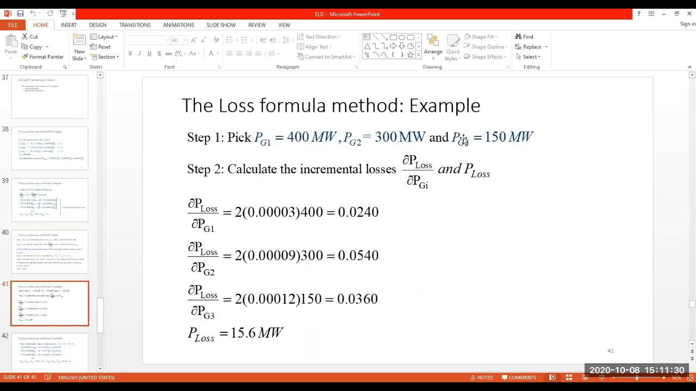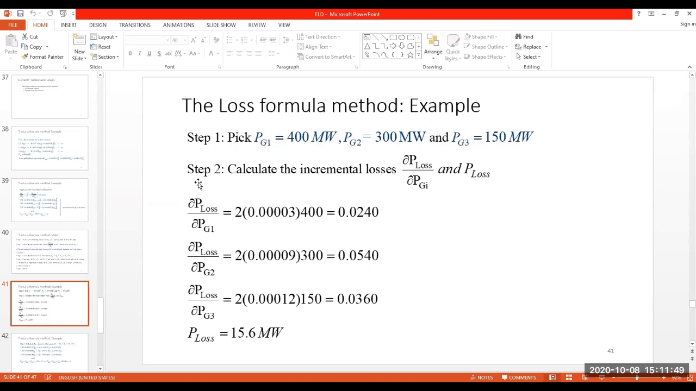You can start with any other values, considering no limits are given. But of course they should sum up to the demand. So you add them up: 400 plus 300 is 700, plus 150 is 850. So the condition is fulfilled at step number 1.